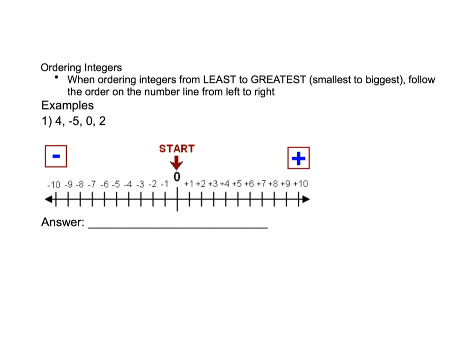So when ordering integers from least to greatest, or smallest to biggest, it's the same thing, follow the order on the number line from left to right.